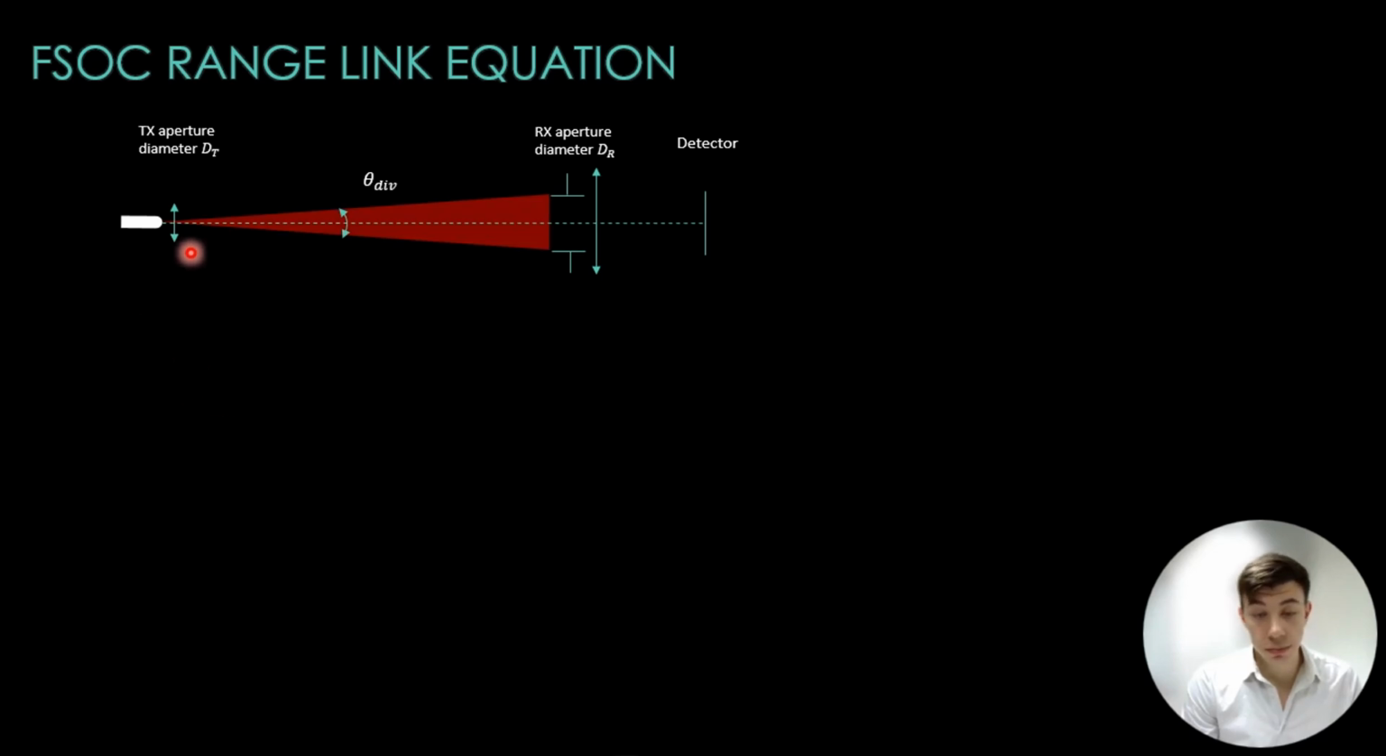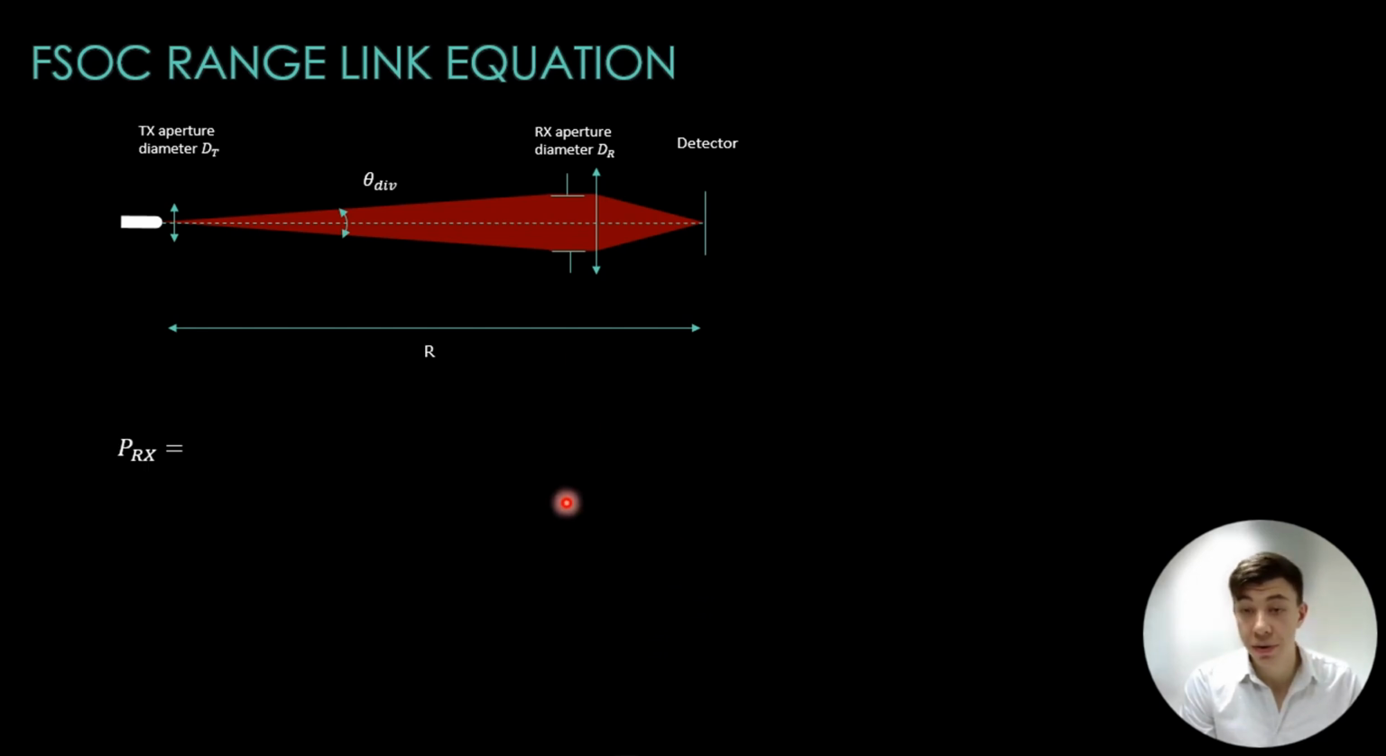We know that when the laser emits a signal, the signal would diverge with some divergence angle that we call theta divergence. And finally we detect the signal at the receiver's end. So the idea is that fundamentally the range link equation describes the power received at the detector as a function of several key parameters.